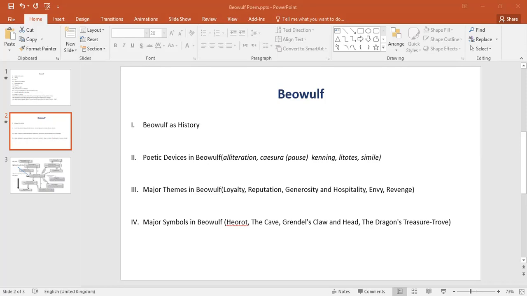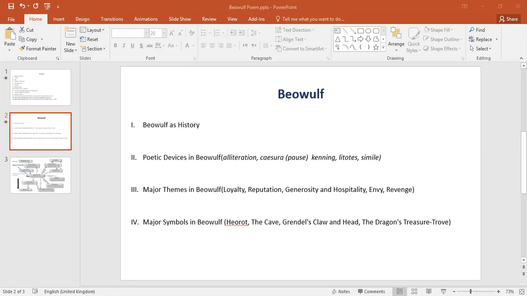So although there are some historical elements, some historical facts in this poem, we cannot call this poem a history of Anglo-Saxon time, because it is the work of imagination. And as we know, works of imagination are based on reality, but we cannot consider this poem as history, because the work of imagination is totally different from that of history, which deals with real facts. So you have to remember all these points.